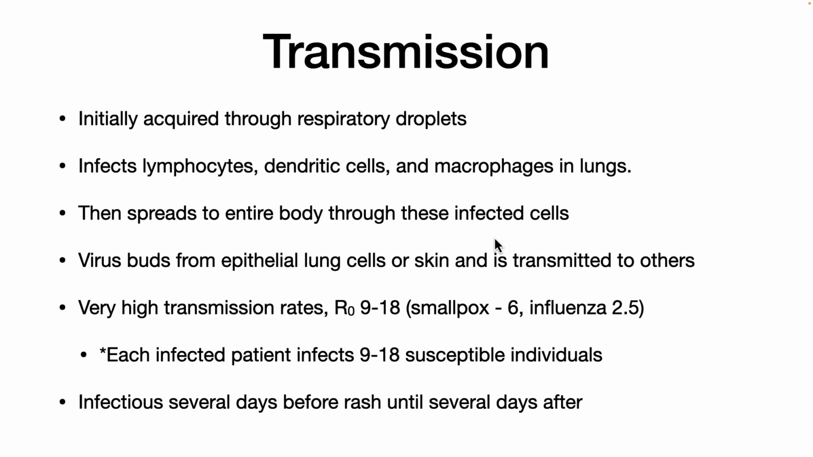Measles is one of the most contagious diseases known, with an R0 of 9 to 18, meaning each infected individual spreads the disease to 9 to 18 other people. So measles virus epidemics in naive populations can explode and spread very quickly. For comparison, smallpox has an R0 of 6 and influenza 2.5. Victims are infectious several days before the rash is observed, until several days after the rash appears.